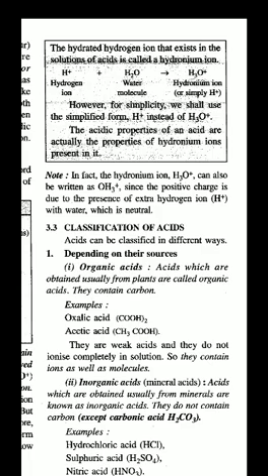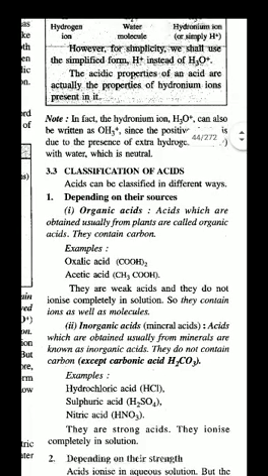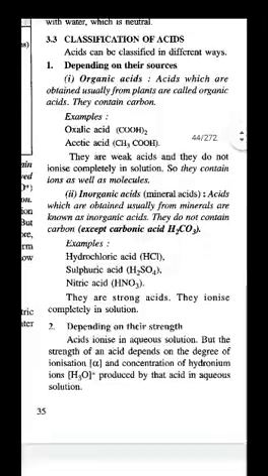So children, here we have the classification of acids. Depending on source: organic and inorganic. Organic acids we get from nature, from plants. Inorganic acids we get from minerals, and they do not contain carbon.